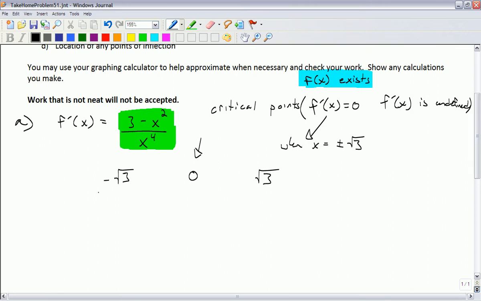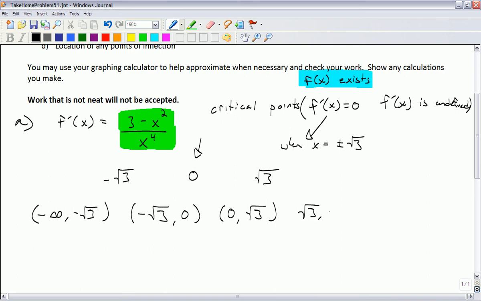So let's look at our intervals. So f prime of x, so we'll write out the intervals. So we have negative infinity, if you don't know what the intervals are, negative infinity to negative root 3. We have negative root 3 to 0. We have 0 to root 3. And you have root 3 to infinity.